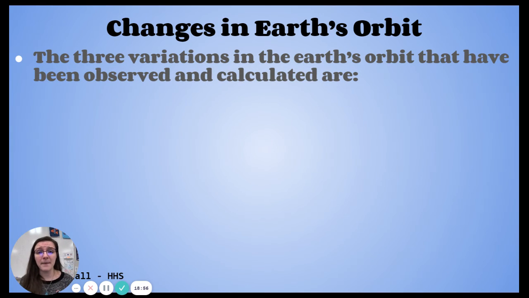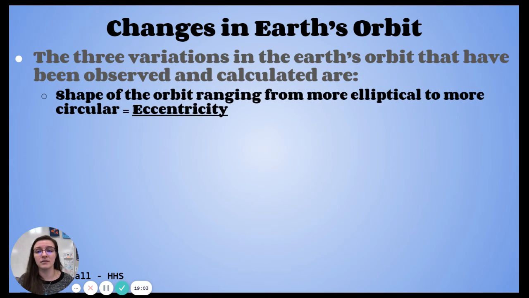So there are some slight variations that we can observe and calculate in how Earth moves around the sun. The first is the shape of our orbit. We don't orbit the sun in a perfect circle. It's kind of a little bit more like an oval, but that shape can actually vary just a little bit, and that is called the eccentricity. How circular is the orbit, or not circular?